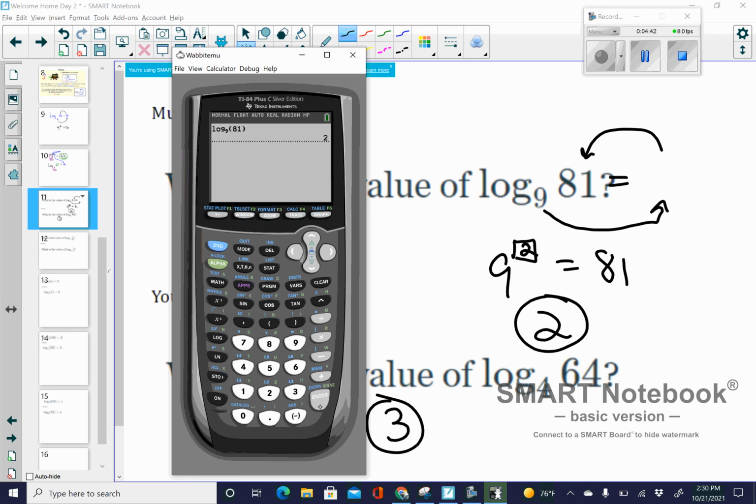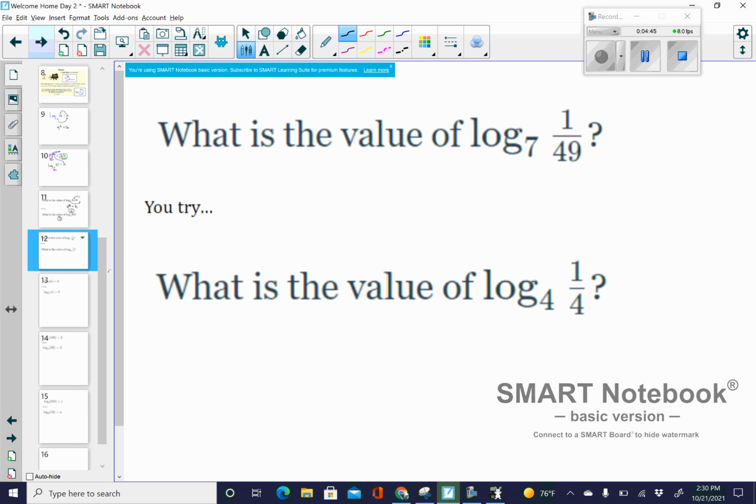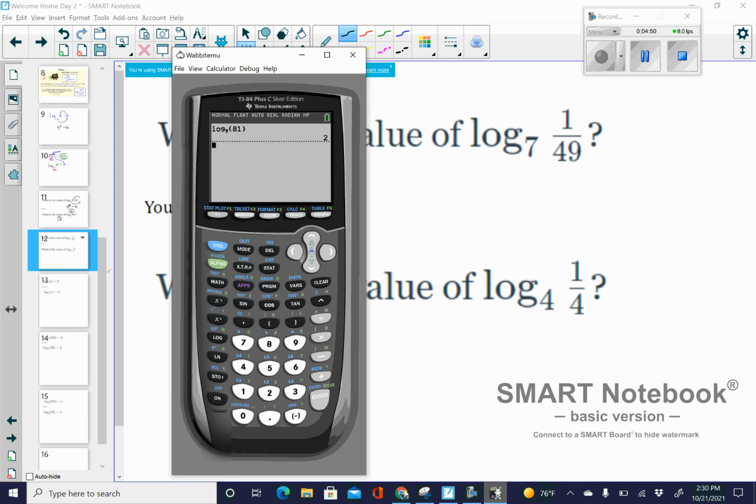Okay. For the next slide, you could just plug it into the calculator. I do want to explain it, but it's log base 7 of 1 over 49. So we're going to hit math, go down to log, put the 7, and then in the parentheses it's 1 over 49. Option number 1 is 1 over 49. This video is going to be a little bit longer, I'm sorry, and that's -2.